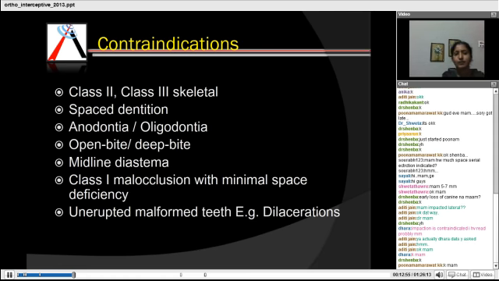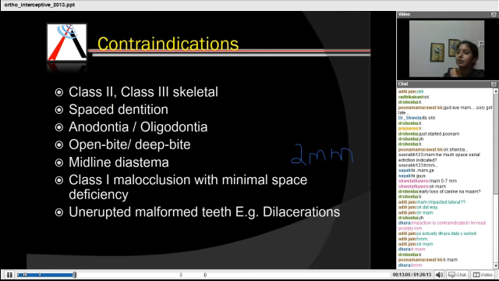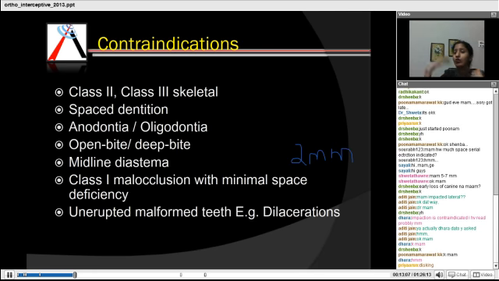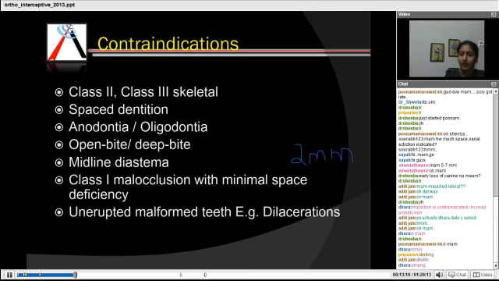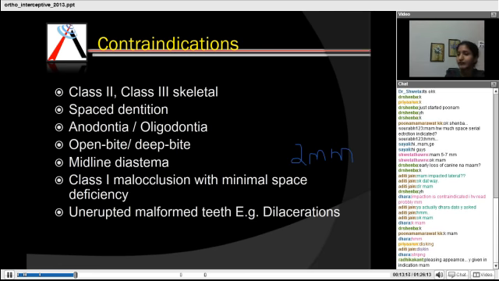For example, if it is 2 mm space deficiency, it is not required to go for serial extractions. You can do something more conservative. Like, what can you do if there is a 2 mm space deficiency? You do not have to go for a very traumatic part of serial. Yes, you can go for disking, proximal stripping, etc. That will help. Okay, unerupted malformed teeth like dilacerations.